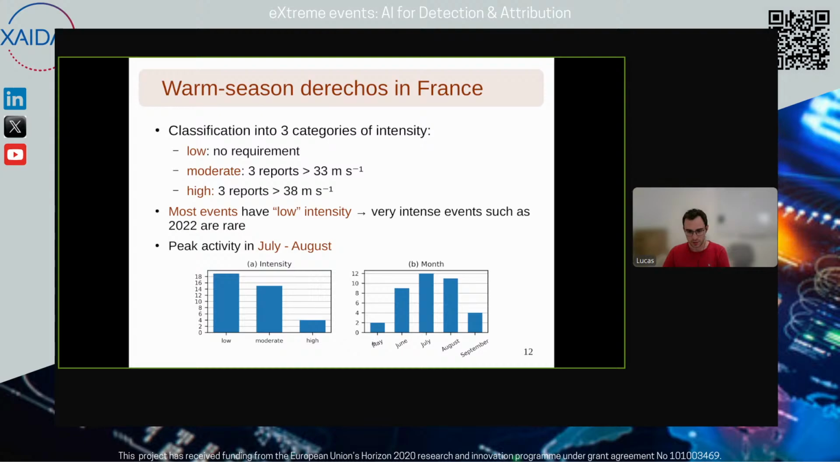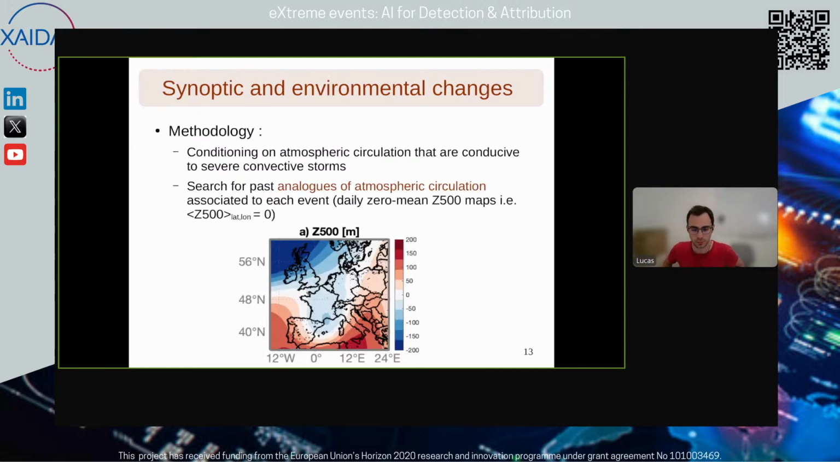So we focused on the warm season, and as you can see on the bottom right picture, the seasonal frequency peaks in July, August. So this is similar to what is observed in Germany, but maybe we have a bit more events in the late season, which can be due to the presence of the Mediterranean Sea, which provides moisture and heat late in the season. So this is similar to what is observed in the fall season.